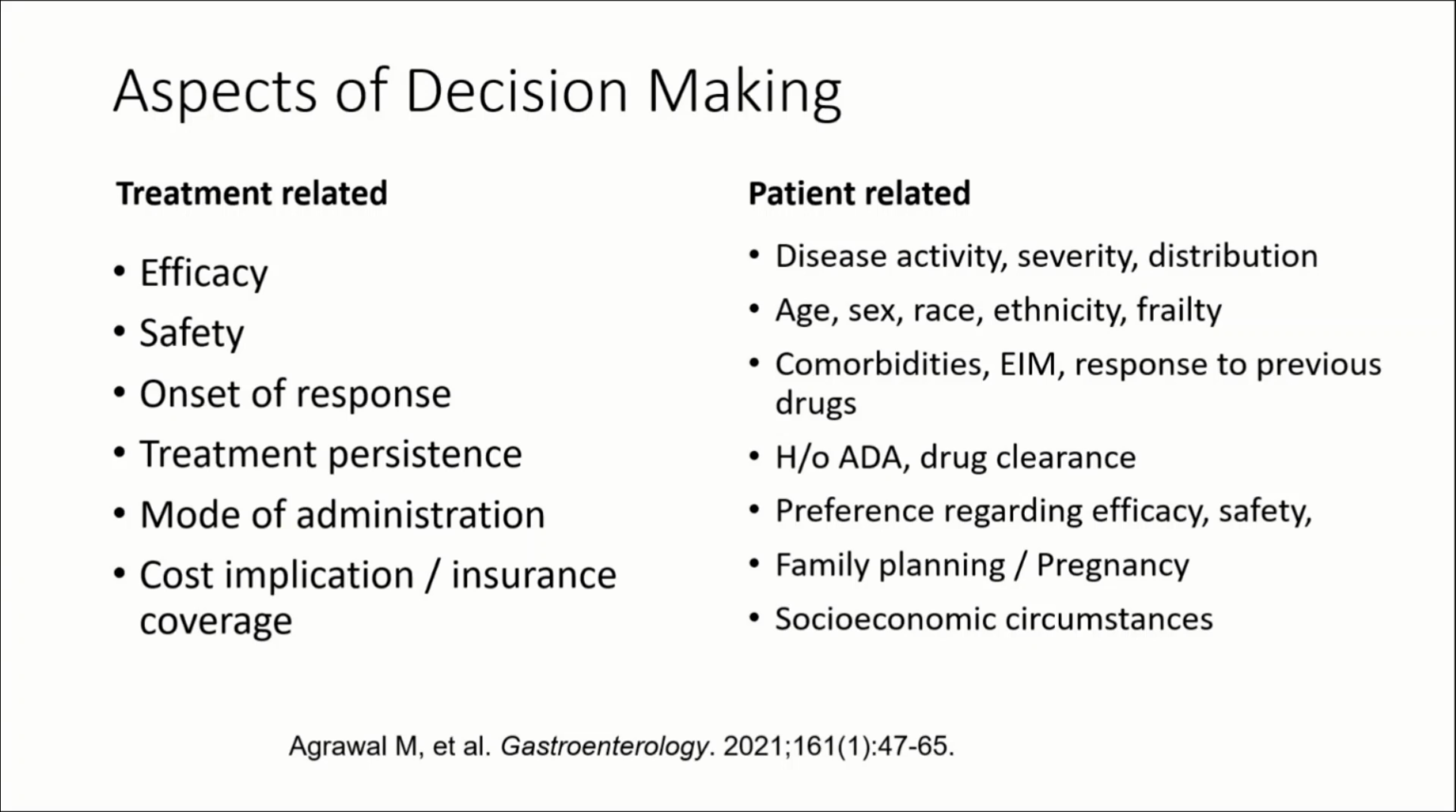So what are the chances of drug A failing in the beginning, and what's the yearly failure rate compared to drug B? Mode of administration is obviously the patient's preference and how your institution works, and obviously cost issues. When it comes to the patient, apart from what I have discussed, there are other factors like comorbidities, age, extraintestinal manifestations. How was the response to the previous drug? Have they developed antibodies to infliximab? If that's why they have failed, then you can still use adalimumab, for example. Of course, if the patient wants to become pregnant in the near future, and what are the socioeconomic circumstances.